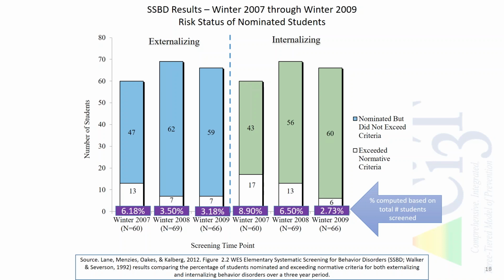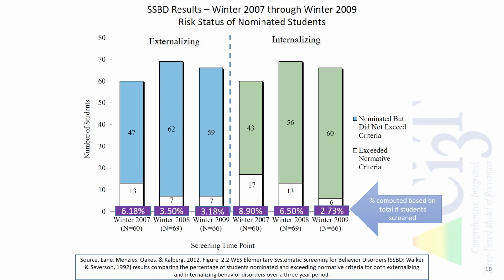And in this particular graph, when you look at 2007, there were 60 students that passed through that first gate. There were 13 of those students who exceeded normative criteria. That means they had higher than average acting out behavior. And that represented 6%, actually 6.18% of the entire school.